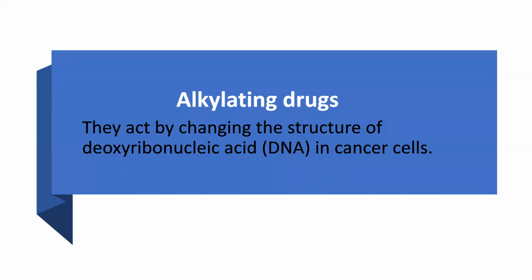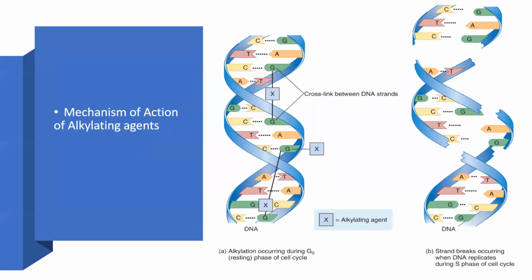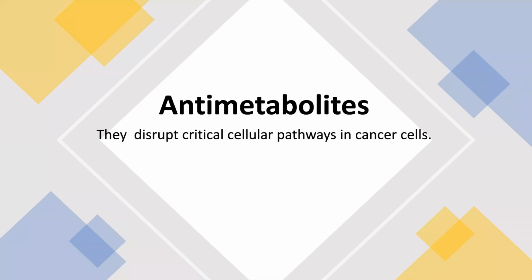They act by changing the structure of the DNA, deoxyribonucleic acid, in the cancer cells. So this is like they are changing the structure. A cross-linking between the DNA strands should occur, but the alkylating agent is going to stop the cross-linking. So it occurs at the G phase and the strands break from here and the cells are getting apart, so no more traveling of the cancer to the next cell. Then there are antimetabolites. They disrupt the critical cellular pathways in the cancer cells.